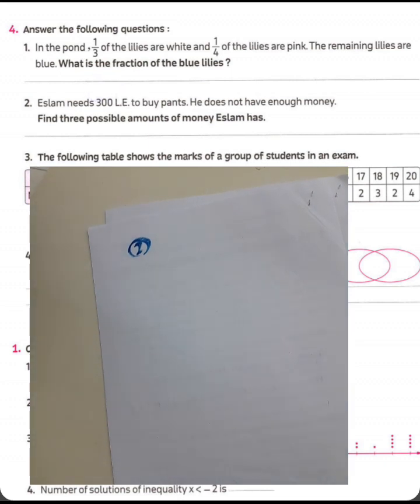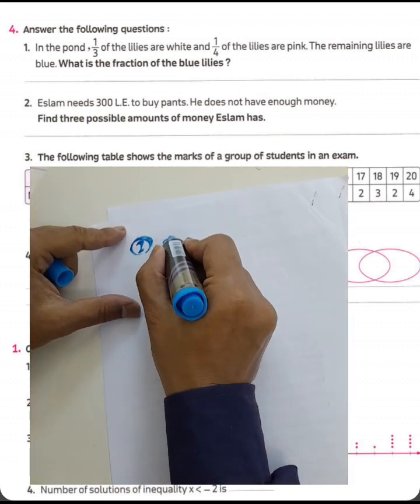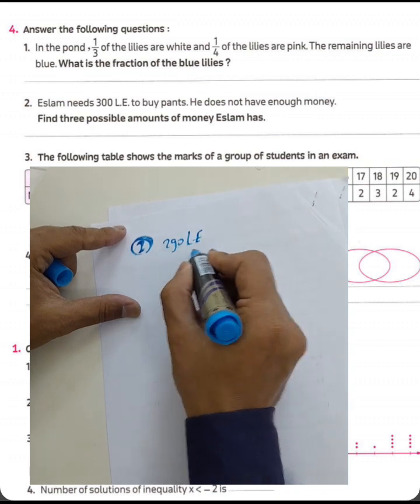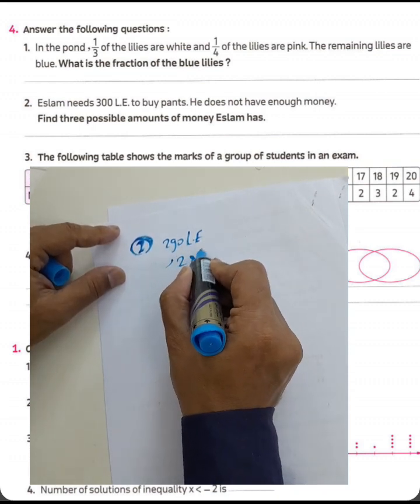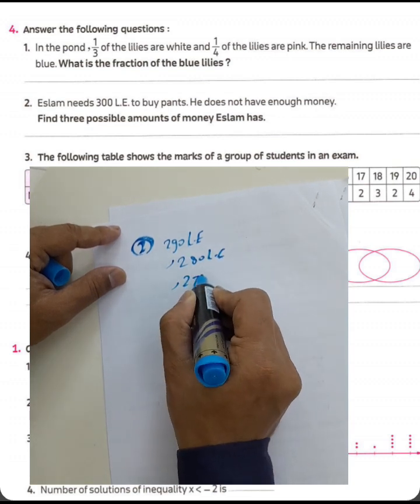Islam needs 300 lira to pay for panties. He doesn't have enough money. Find 3 possible amounts of money Islam has, less than 300. So it could be 290 lira, or we can write 280 Egyptian lira, or 270 Egyptian lira.